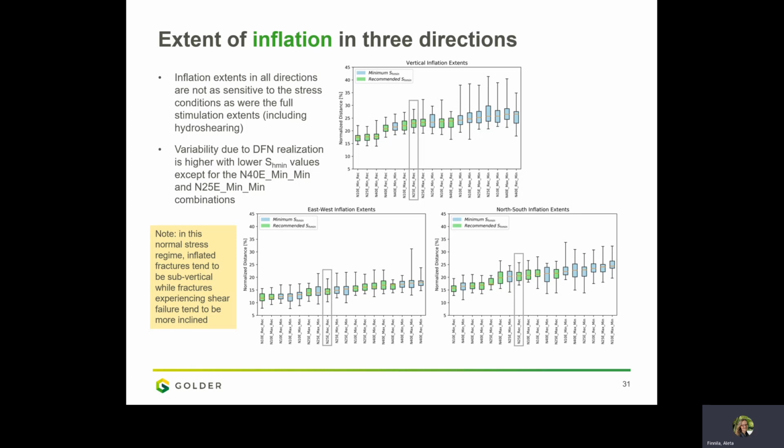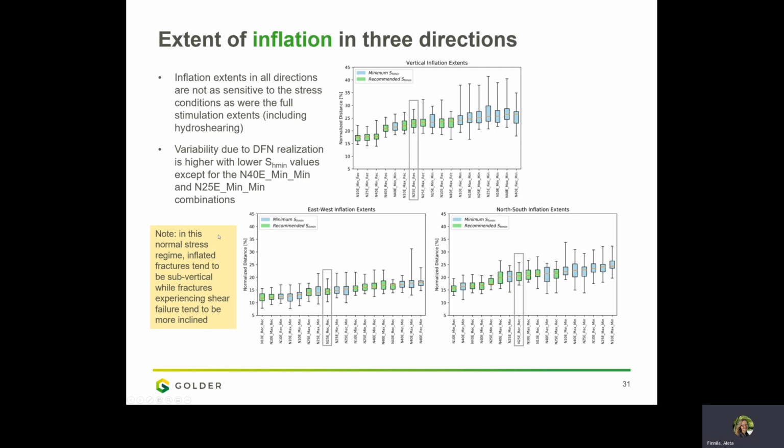So we're not seeing that big pattern in the vertical inflation extents, the big difference between the blue and the green. It's not necessarily two different populations showing up here. But if you just look at the length of the whiskers, we are seeing much more variability due to the DFN realization when we have the lower SH min values than when we have the higher SH min values, with a couple of exceptions here. But these all have quite high variability. And those are the ones with the minimum SH min gradients.